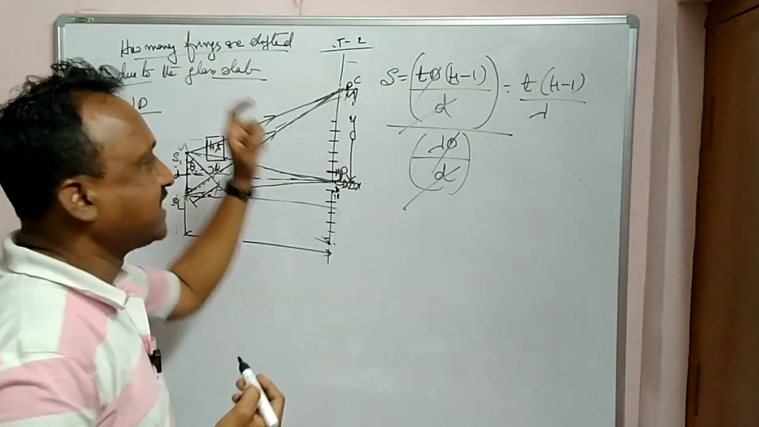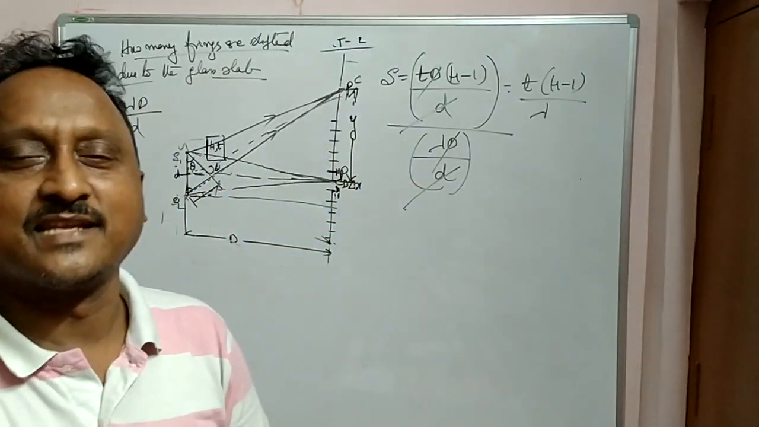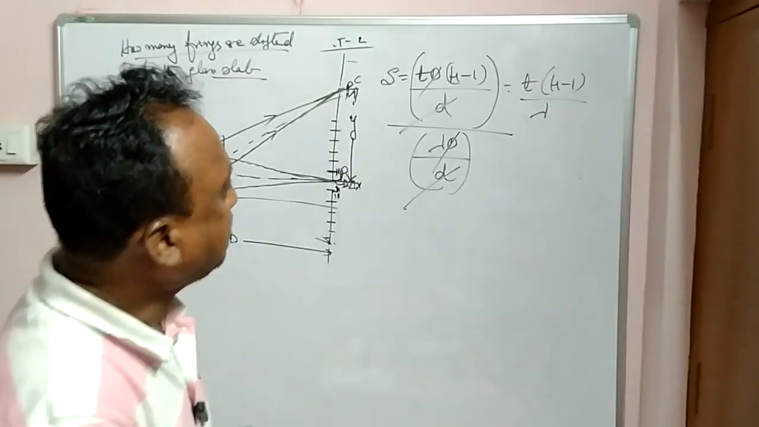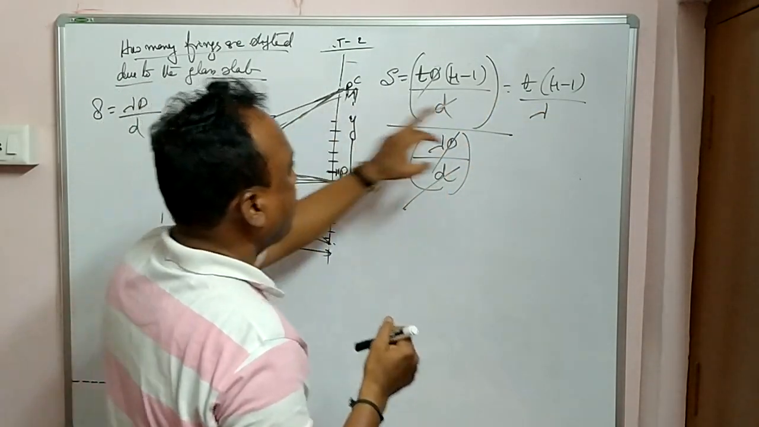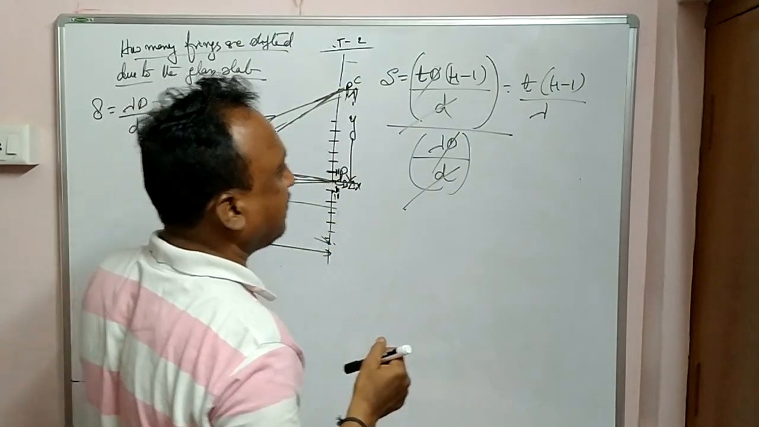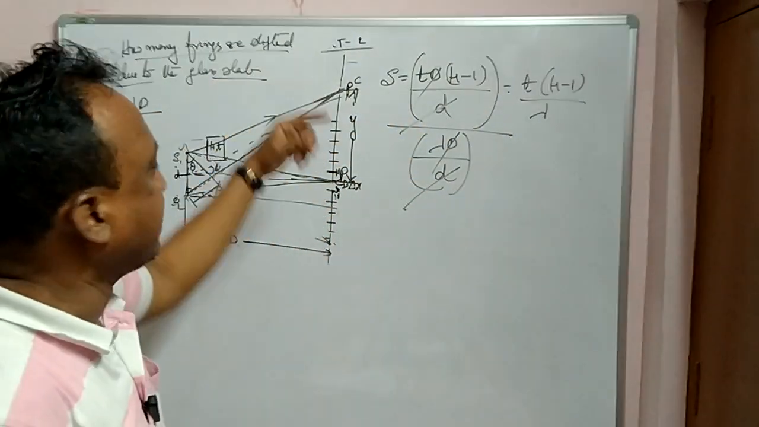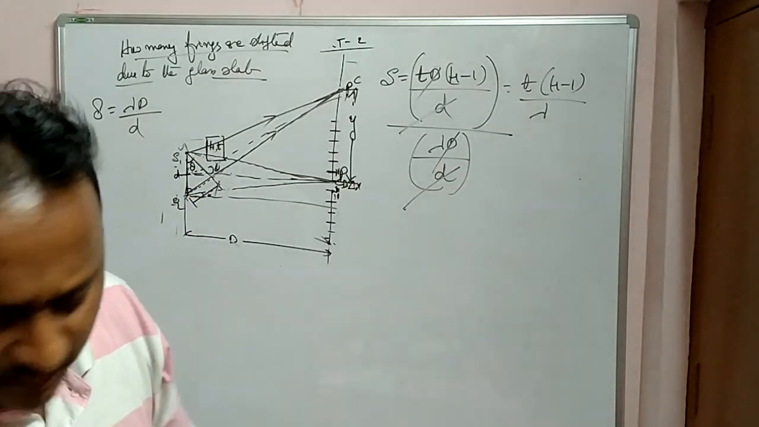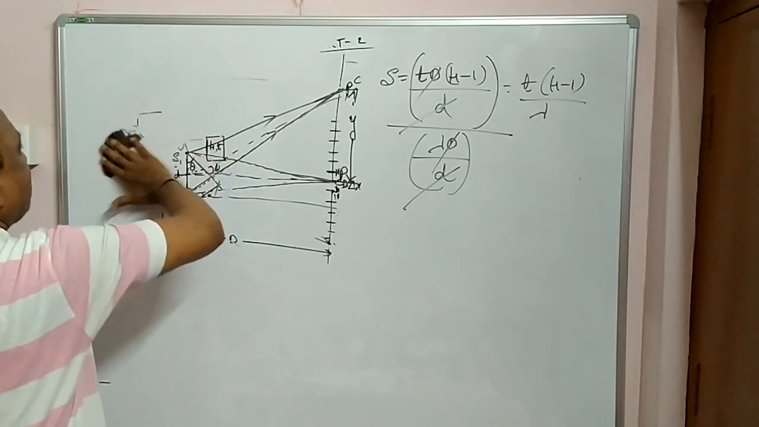That many fringes have shifted up due to the introduction of the glass slab between any of the slit, either S1 or S2. t into mu minus 1 by lambda, where t is thickness of the slab, mu refractive index of the given slab, it will be given, lambda the wavelength. So that many fringes, bands have shifted up to the top or bottom depending upon the given. Clear?